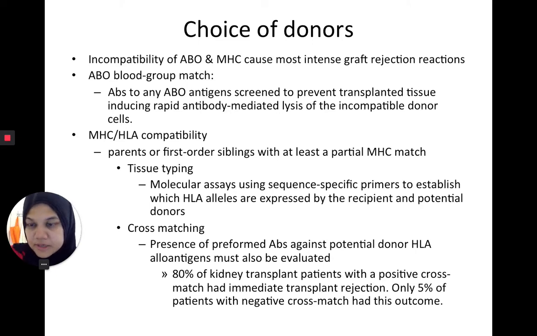So start with the closest relatives, like the parents or first order siblings, and then they'll do tissue typing, which tries to sequence and establish that the HLA alleles are similarly expressed by the recipient and the donor. Or they'll do cross-matching to see if there are any preformed antibodies against the potential donor, just in case that shows the graft will be rejected.